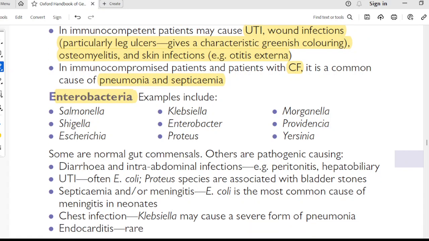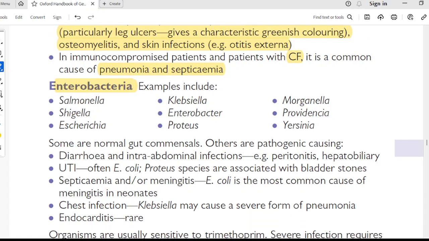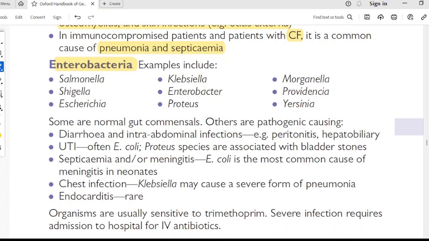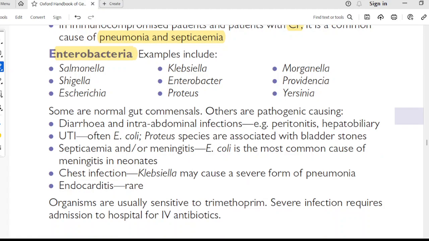Enterobacteria, examples include Salmonella, Shigella, Escherichia, Klebsiella, Enterobacter, Proteus, Morganella, Providencia and Yersinia. Some are normal gut commensals, others are pathogen causing.